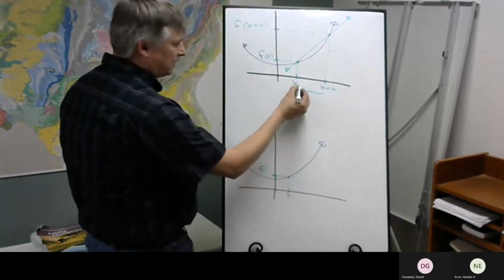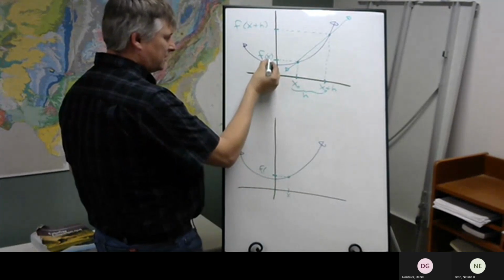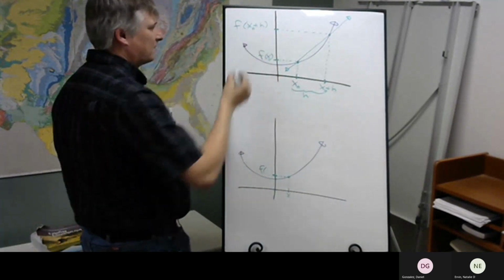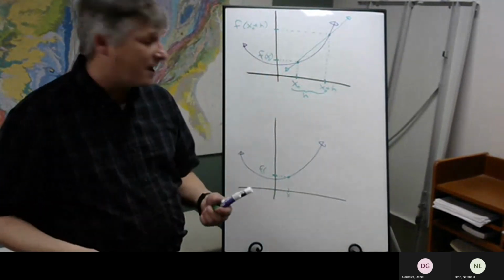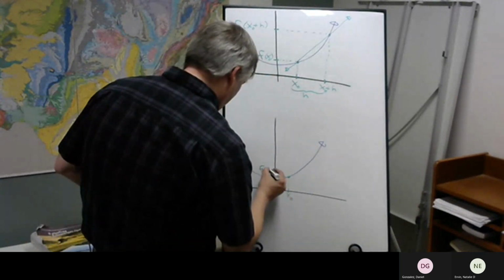Let me go back here. I'm going to put a little 0 here. So in your notes, I'm going to put a 0 on the x. We're working with a specific value of x. So we're going to keep that here at 0.